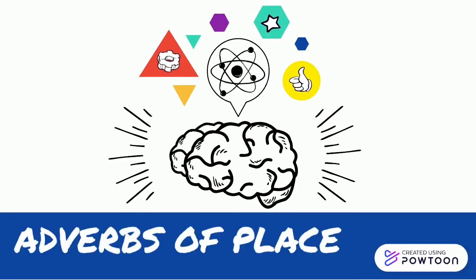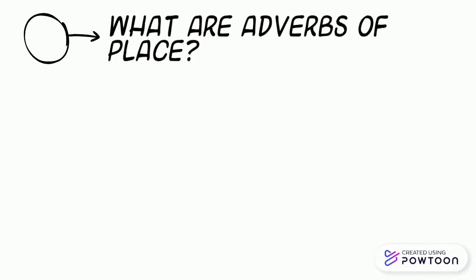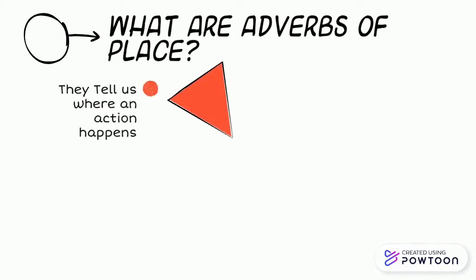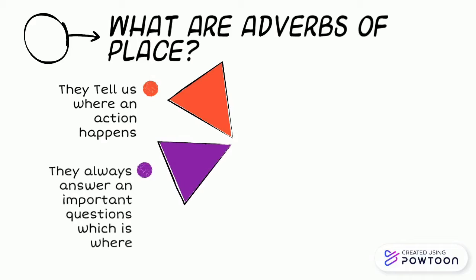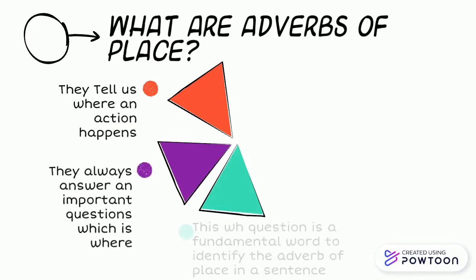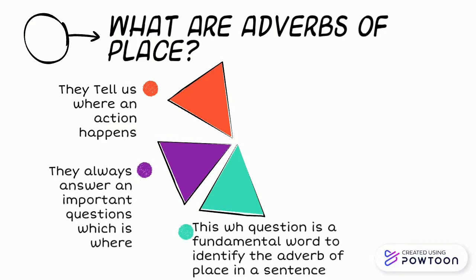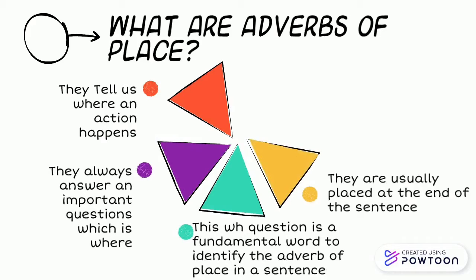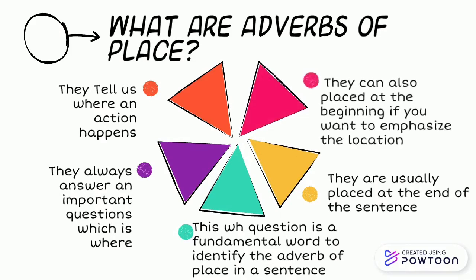So now, let's take a look at adverbs of place. What are adverbs of place? Adverbs of place tell us where an action happens. They always answer an important question, which is where. This WH question is a fundamental word to identify the adverb of place in a sentence. They are usually placed at the end of the sentence, but they can also be placed at the beginning if you want to emphasize the location.